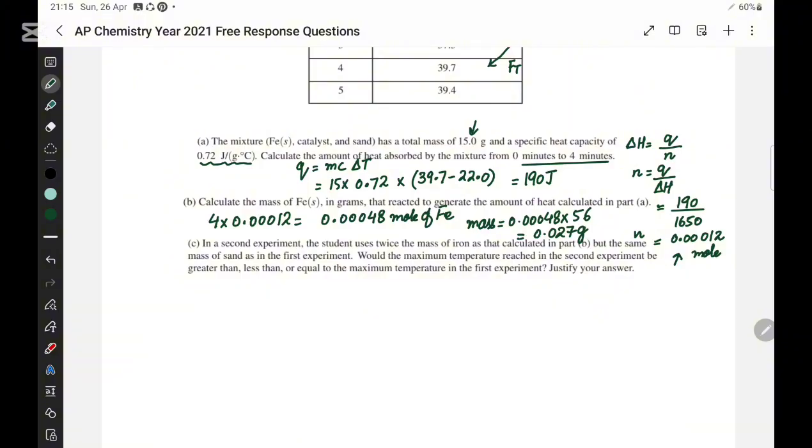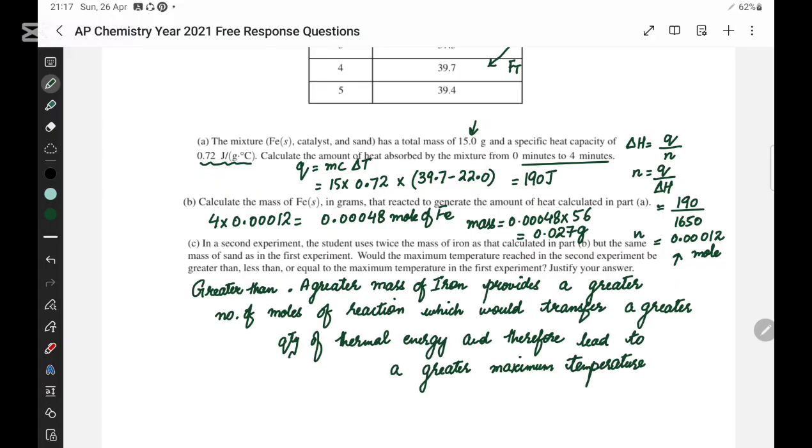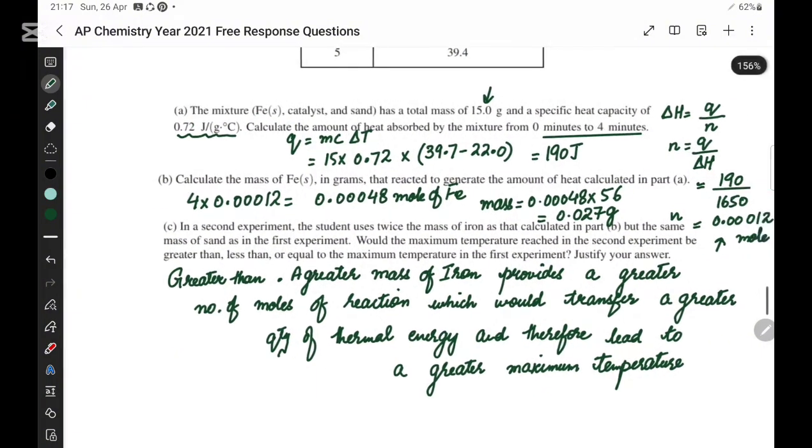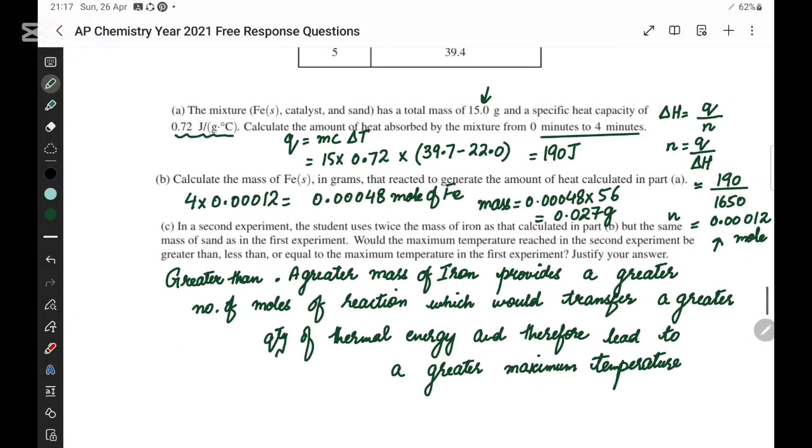Why is it greater? Because there will be a greater mass of iron, which provides a greater number of moles of reaction, which would transfer a greater quantity of thermal energy to the same mass of sand. So how am I going to write the explanation? This is the right explanation: the maximum temperature would be greater, as a greater mass of iron provides a greater number of moles of reaction, which would transfer a greater quantity of thermal energy and would lead to a greater maximum temperature.